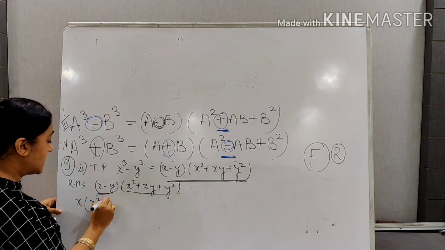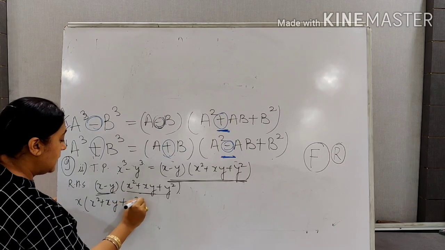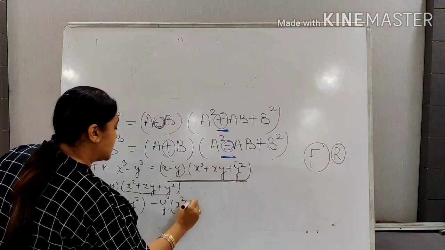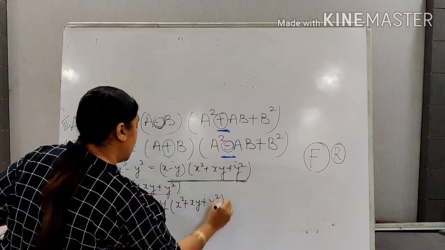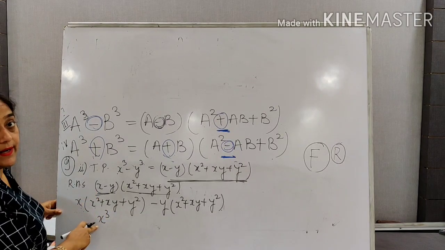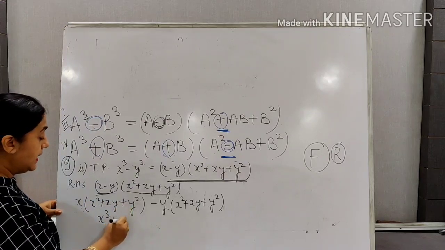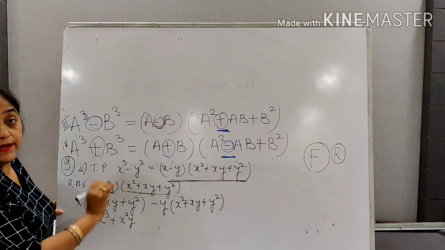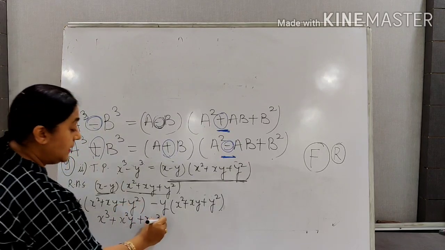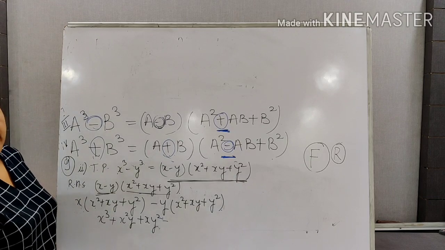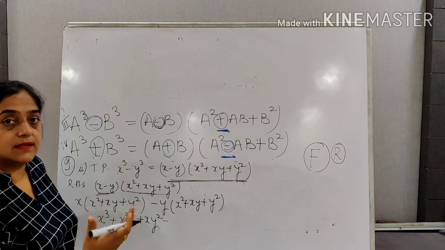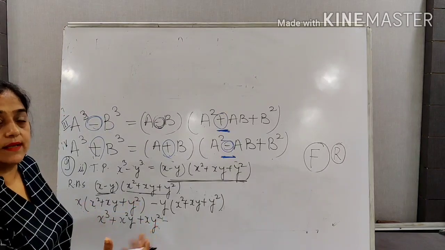x multiplied by (x square plus xy plus y square), and this minus y multiplied with (x square plus xy plus y square). So when it gets multiplied, what do you get? x into x square, it is x cube. x into xy, it is x square y. x into y square, it is xy square. Please check it out. Similarly, when I am talking about y into x square, what will you get? yx square. So in the previous question I told you that first we write the coefficient of x, then we write the terms of x, then of y.